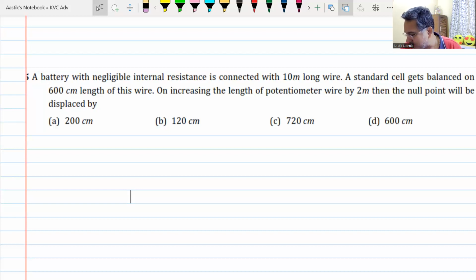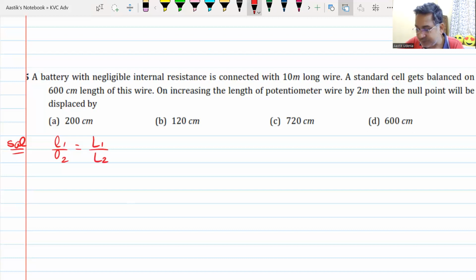What will the null point be displaced by? To solve any question if it comes in this fashion, you just remember: the ratio of null points L1 by L2 will be directly proportional to the lengths L1 and L2, because the resistance changes in the same ratio. So from there, you can find out the new length and the new null points.